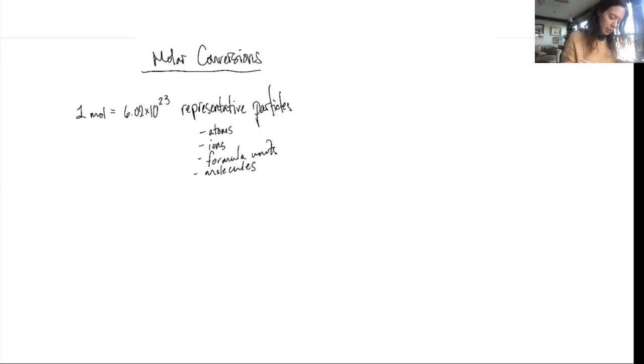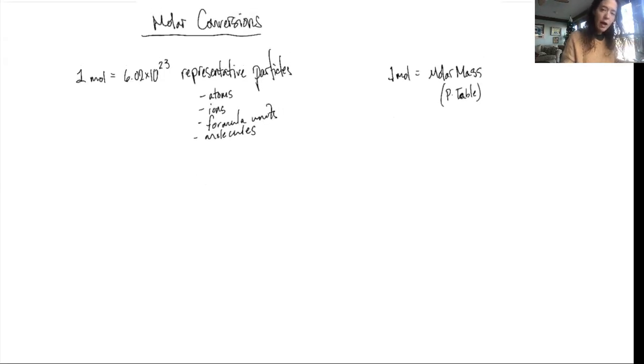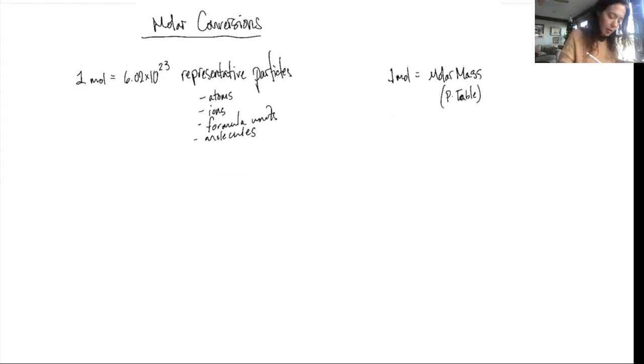We know that. You should have been introduced to that, and you are allowed to ask questions about that. We've also said that one mole is equal to the molar mass, and that we get the molar mass from the periodic table. So we have a centerpiece, which is the mole. We can relate moles to mass by saying that one mole is equal to the molar mass, and we could easily make that conversion. So we're going to use T-charts again.